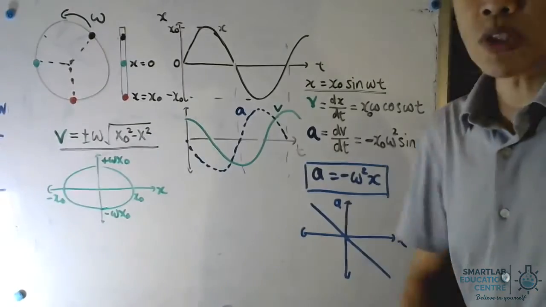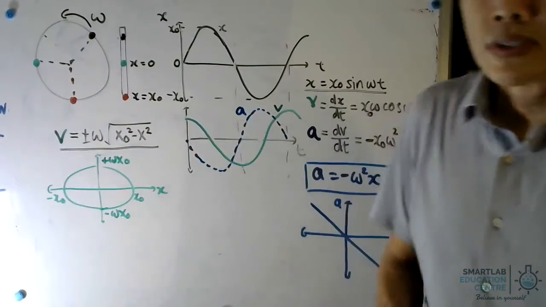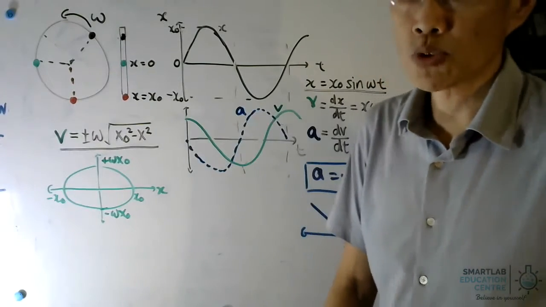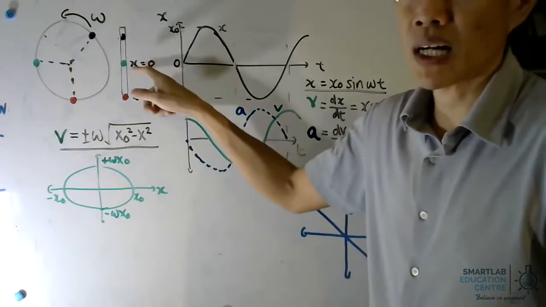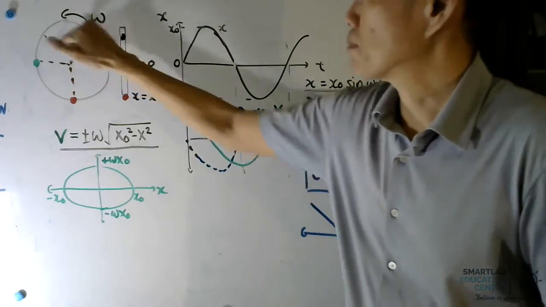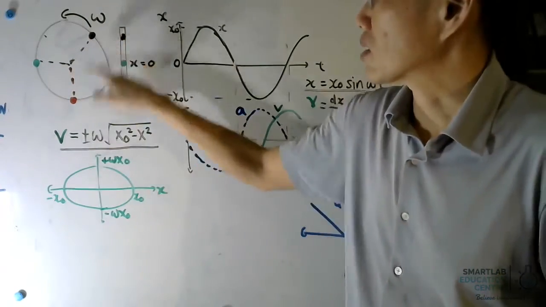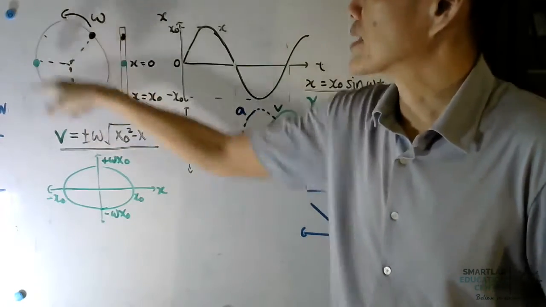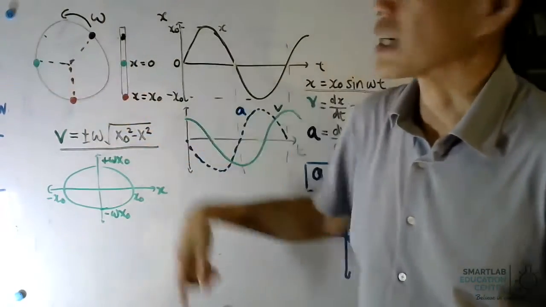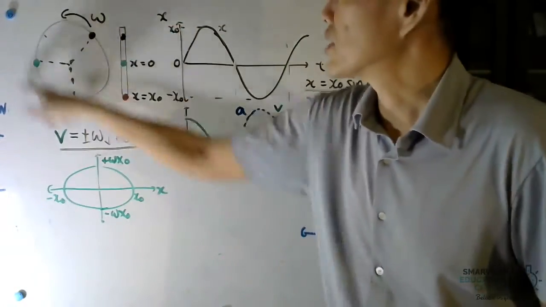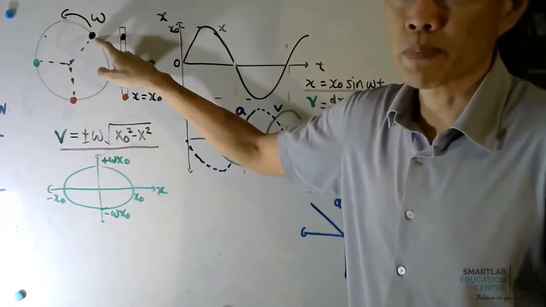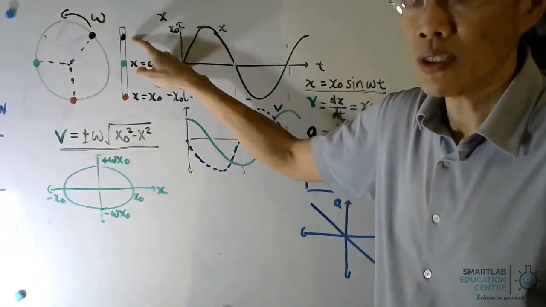Let's take a look at simple harmonic motion. One of the simple ways to model simple harmonic motion is by placing an object on a disc, rotating it, and shining a light. If you shine a light from here and the disc is rotating, the position of this rod will cast a shadow here.